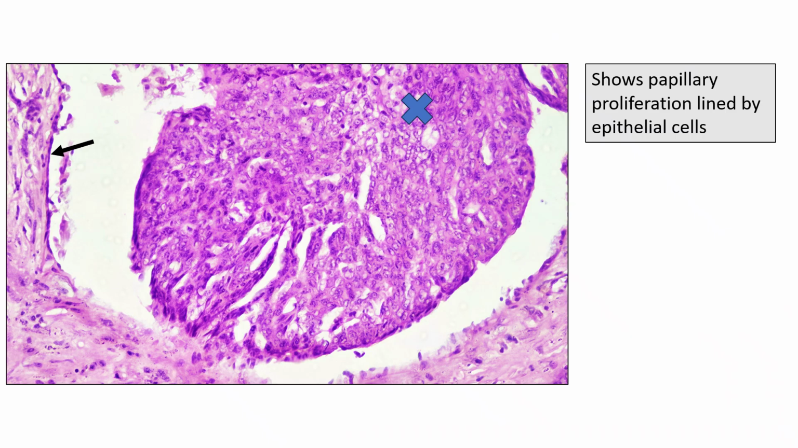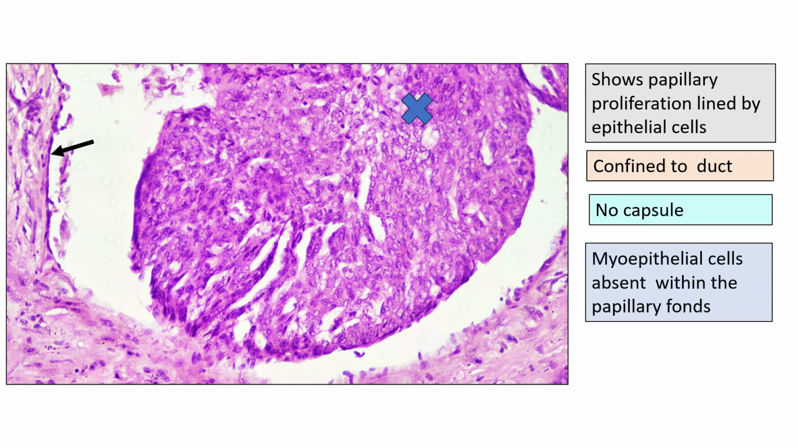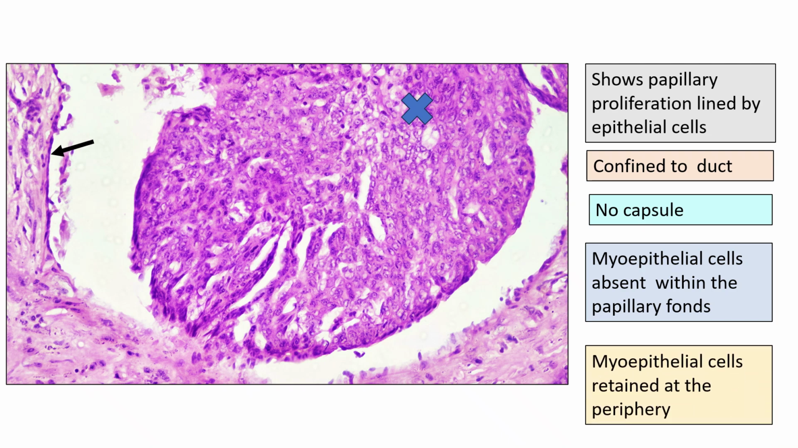This is a little magnified view showing papillary ductal carcinoma in situ. So there is papillary proliferation lined by the epithelial cell, and it is confined to the duct only. And the next thing is, there is no capsule. Myoepithelial cells are absent within the papillary fronds, and myoepithelial cells are retained at the periphery.